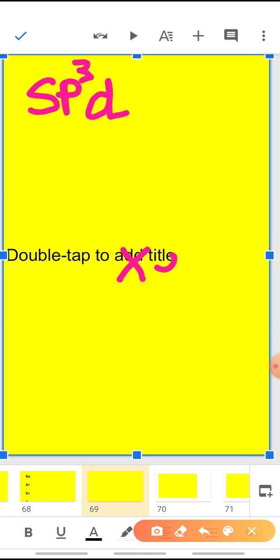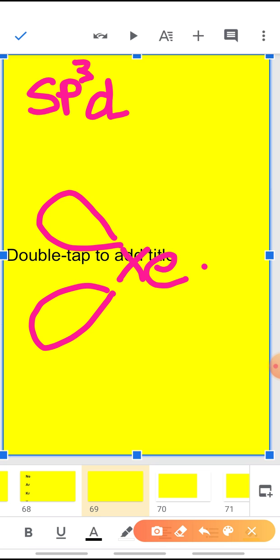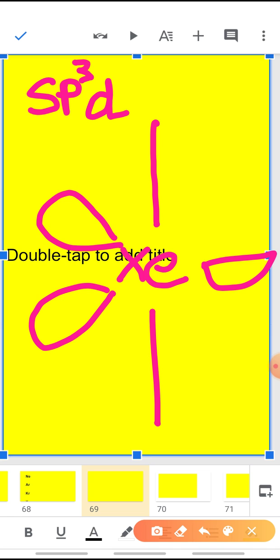Now, when sp3d is the hybridization state, then the geometry is trigonal bipyramidal. Xe will be present in the center. A triangle will be formed between the 3 lone pairs, and 1 bond above the plane, 1 bond below the plane. So, the geometry you can simply call linear because 3 are the lone pairs. These are the lone pairs of electrons. So, the geometry of the XeF2 molecule is linear.